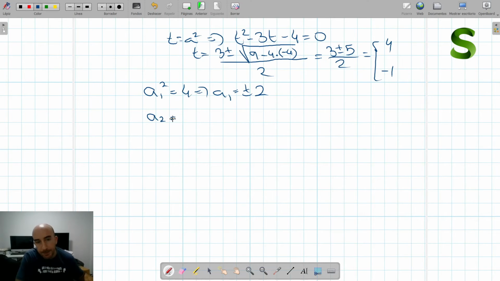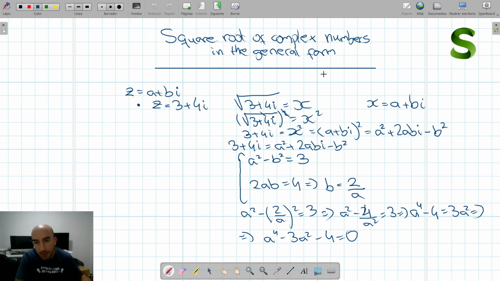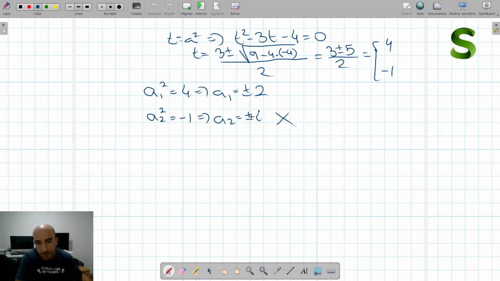a2 squared would be minus 1, so the square root of minus 1 would be plus minus i. But we're going to consider this as an absurd solution, because we said that a was the real part, and we can't have a real part with an imaginary number. So we're going to discard this solution.